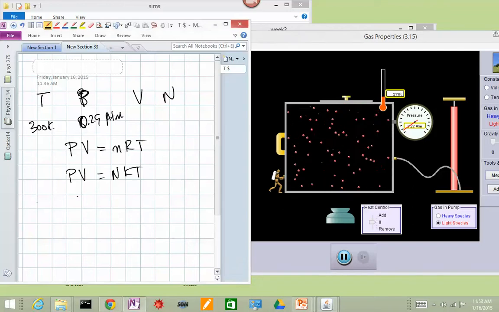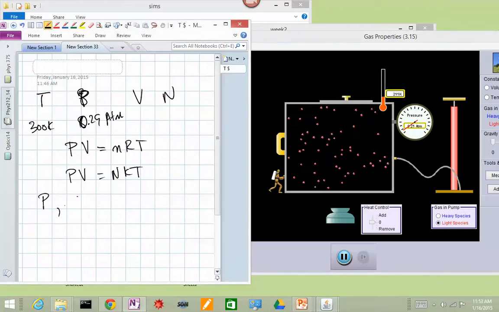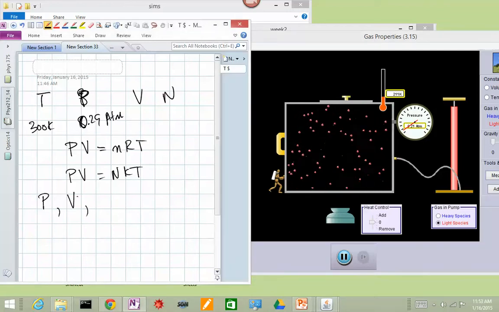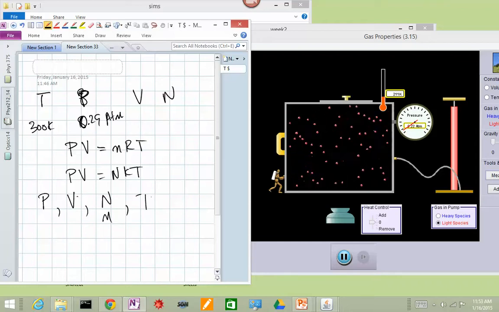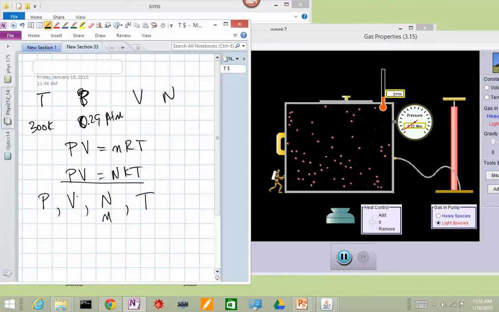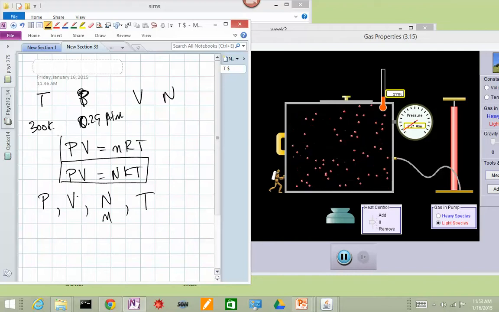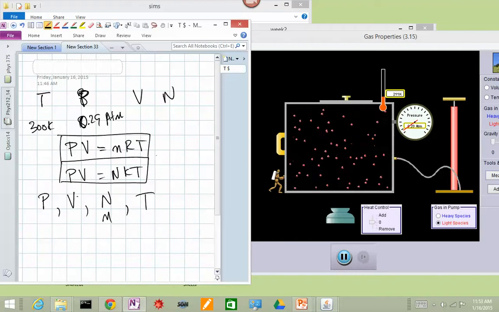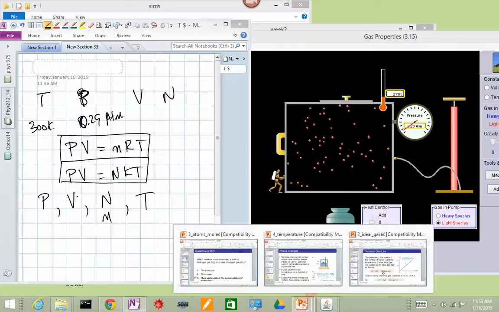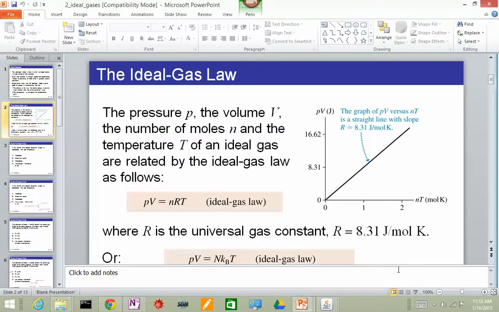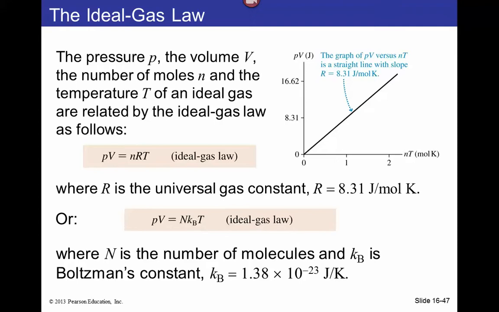To summarize, we have four quantities: the pressure, the volume, the number of particles or number of moles, and the temperature. These four quantities are related by either one of these two equations, and this is the equation of an ideal gas. So let's look at some problems to understand how to work with ideal gases.